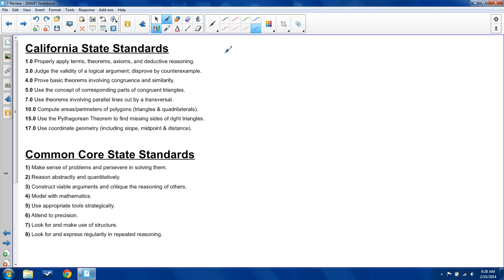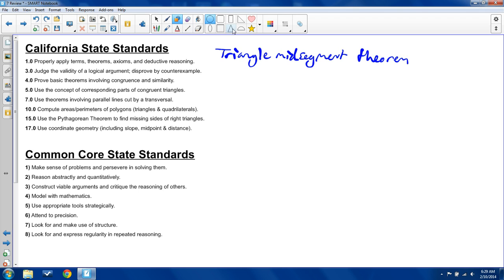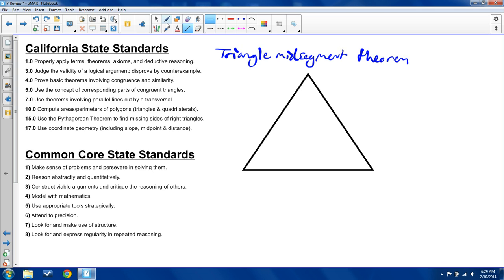Theorems, things like the triangle midsegment theorem. This one says if I have a triangle and I use the midpoint of two different sides, such as that one and that one. Let's assume those are the midpoints of AB and AC. We call these points E and F.